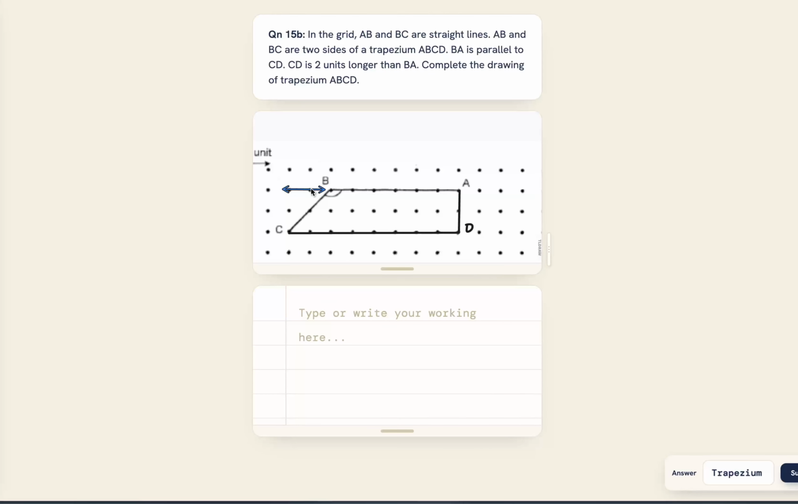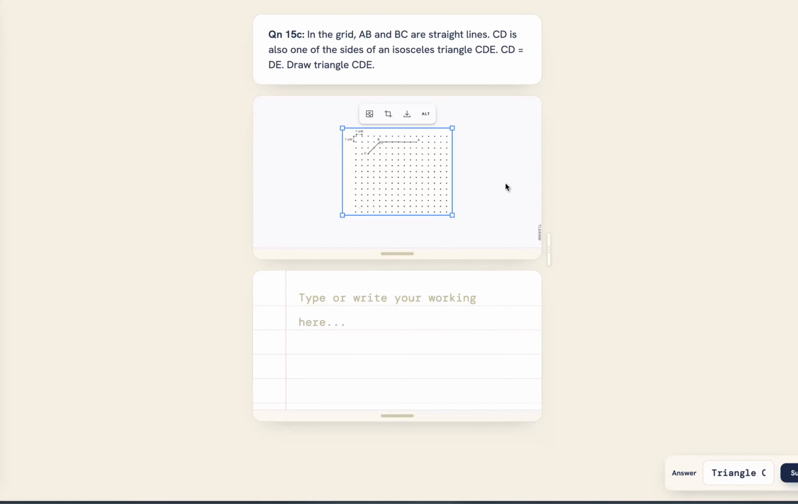So ABCD is 2 units longer than AB, which is proven correctly. So there you go, that's for part B. So question 15, part C.